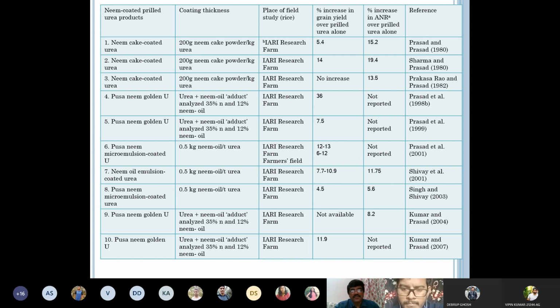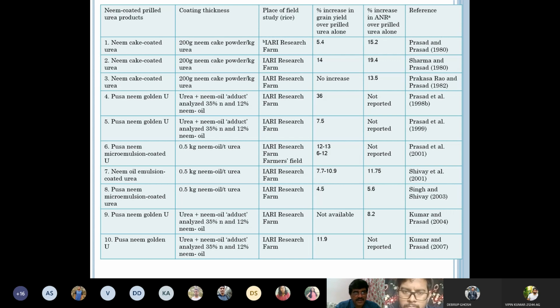So you can see the work started with neem cake coated urea. In the beginning, you powder the neem cake and mix it with the urea at the rate of 20% by weight, and its use efficiency was found to be good. And then the next product came from Pusa, IARI, Dr. Prasad: Pusa neem golden urea. It was tested in many crops, but it did not work well.